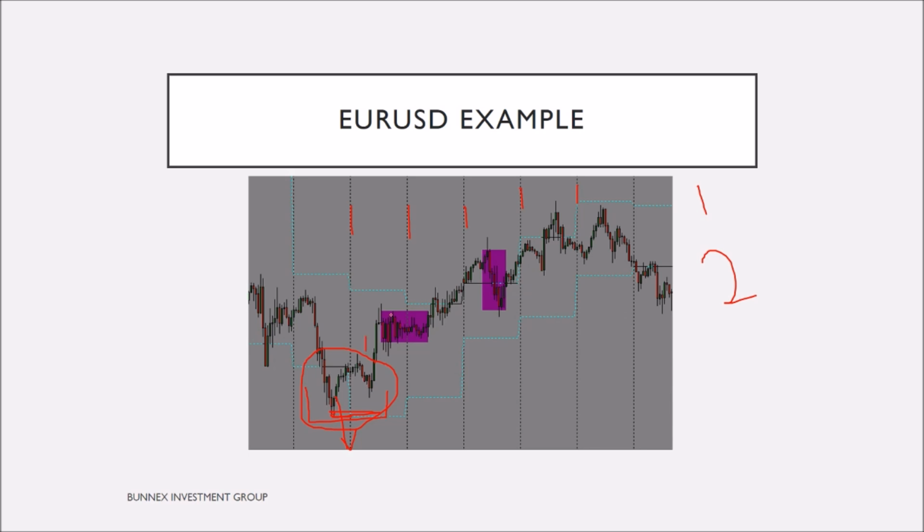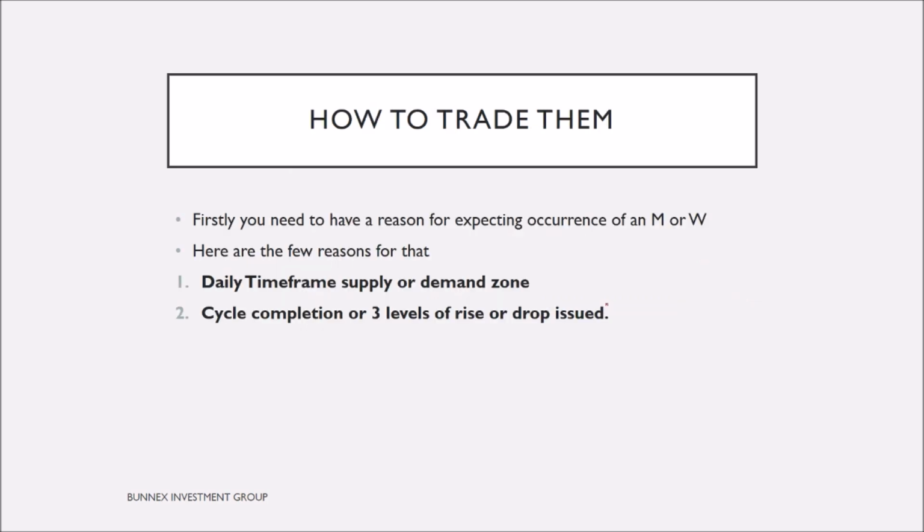Then we had level 1, consolidation marked by this purple box. Then level 2, then pullback marked by this purple box. And then level 3 up to another setup. At this setup, we were issued the normal M, which is 2 legs at equivalent zone. The first one is equivalent to the second one, and the market moved away. Basically that.